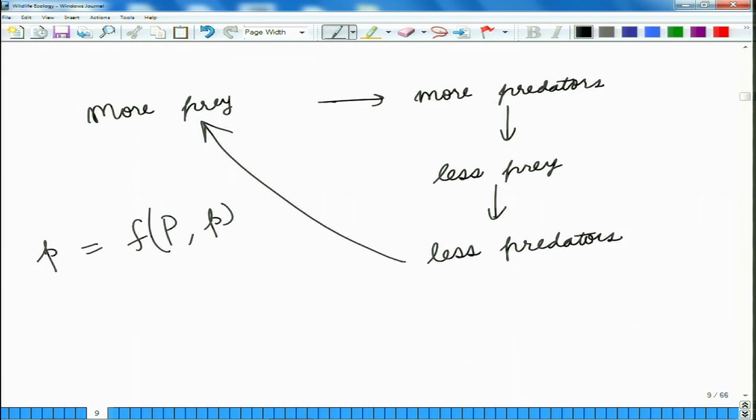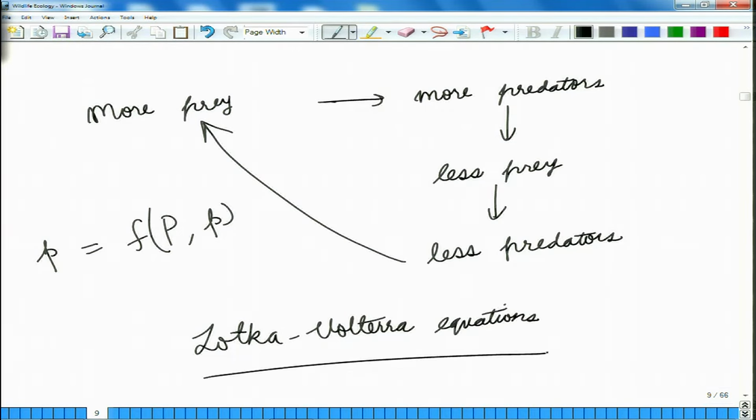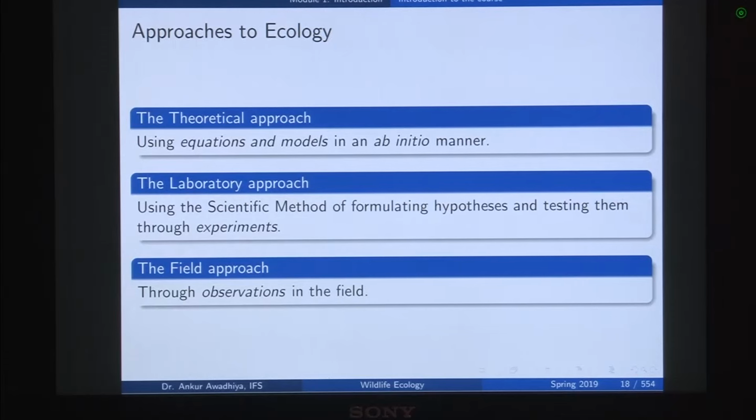And we will have an example. So, this system is governed by what we call the Lotka-Volterra equations, and we will have a greater look at this system in more detail in one of the later lectures. Now, the second approach to ecology is a laboratory approach.